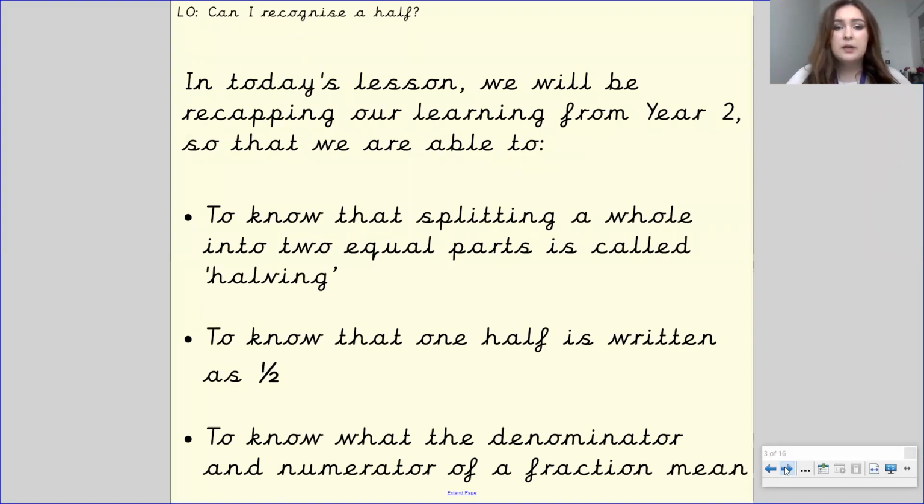So in today's lesson we are going to recap our learning from year 2 so that we are able to know that splitting a whole into two equal parts is called halving. To know that 1/2 is written as 1, then a line, and then 2 underneath. And to know what the denominator and numerator of a fraction mean.